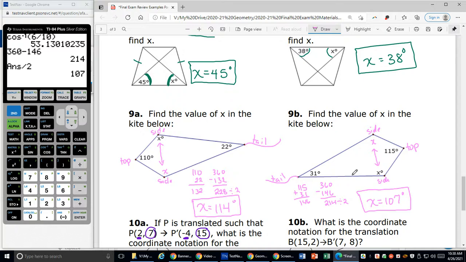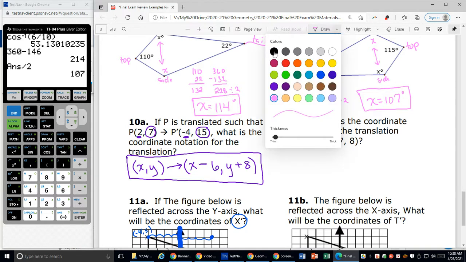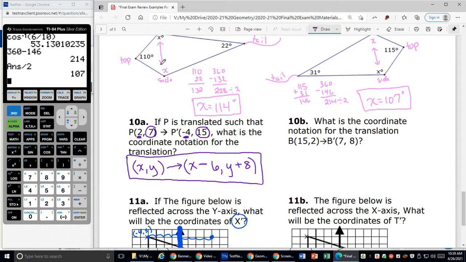All right, two more. Let's look at 10. What is the coordinate notation for the translation B (15, 2) to B prime (7, 8)? So let's see what we did on the last one. We started with (x, y) goes to, I forgot my arrow. And then x minus 6, because from 2 to negative 4, I'm taking away 6.